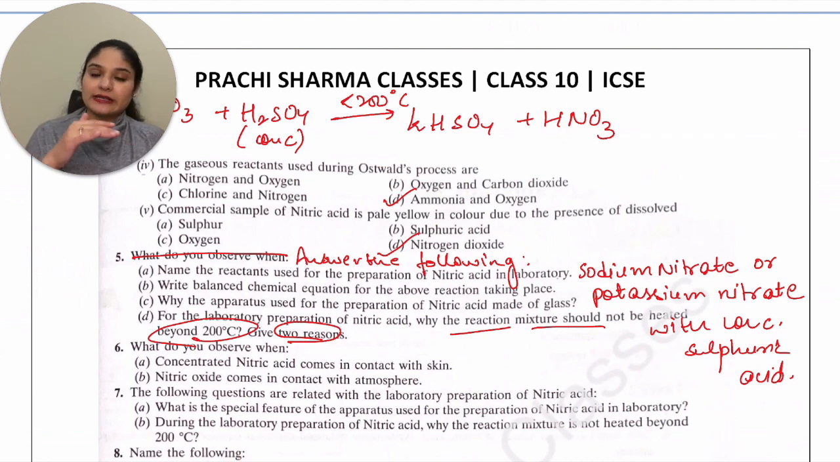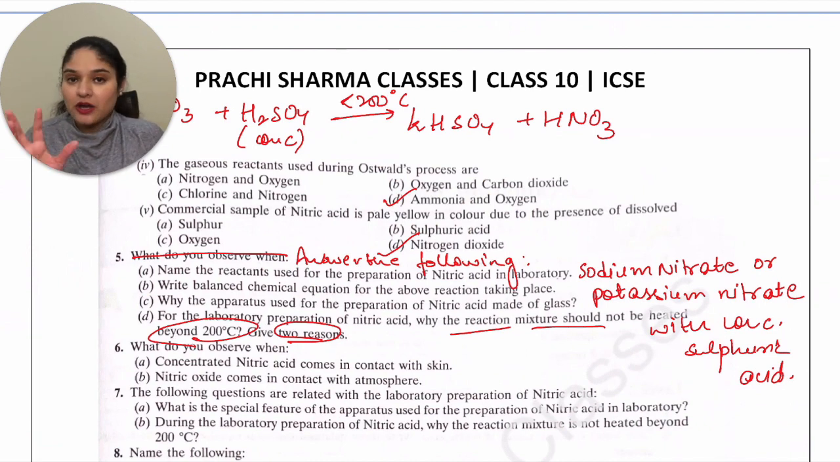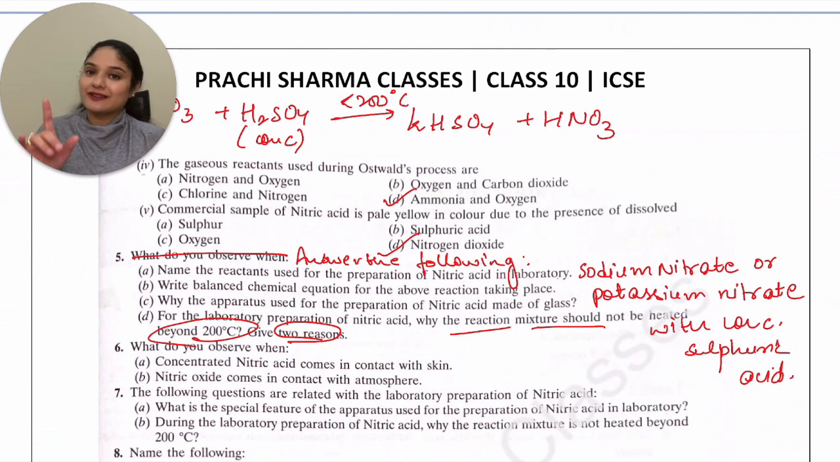If you go beyond 200 degrees Celsius, a sticky substance, sodium sulfate, is produced, which would end up sticking to the apparatus, and it's very hard to get it out of the apparatus, and the entire apparatus gets destroyed or spoiled. So that is one reason.